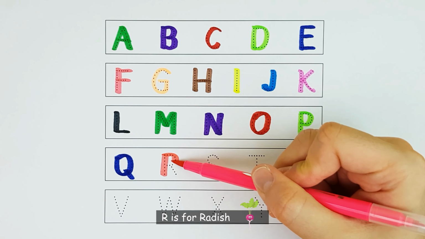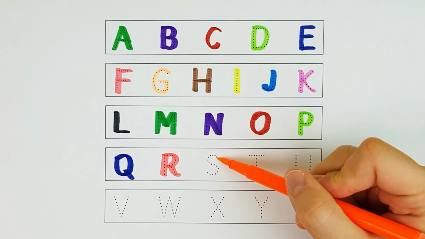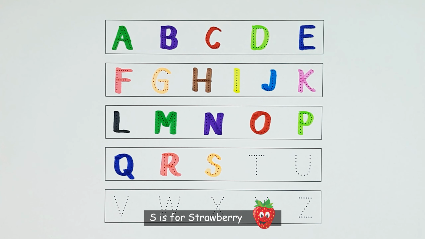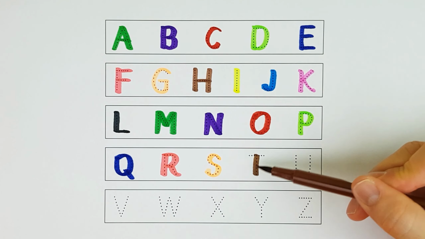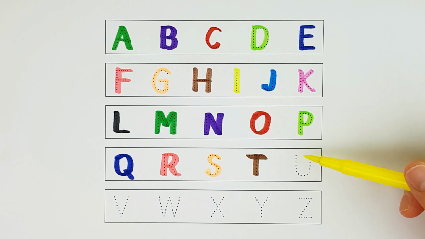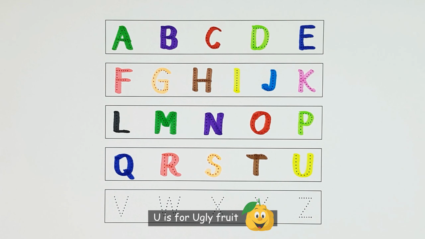R. R is for radish. S. S is for strawberry. T. T is for tangerine. U. U is for ugly fruit.